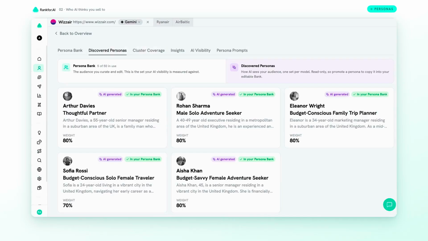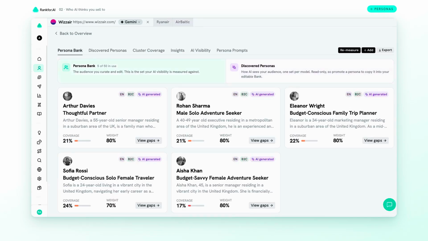You keep what is true. Promote copies the persona into your bank, where it becomes editable and where it starts being measured. What you leave behind stays visible here and stays out of your numbers. 6 seats in the bank, so the choice costs you something.